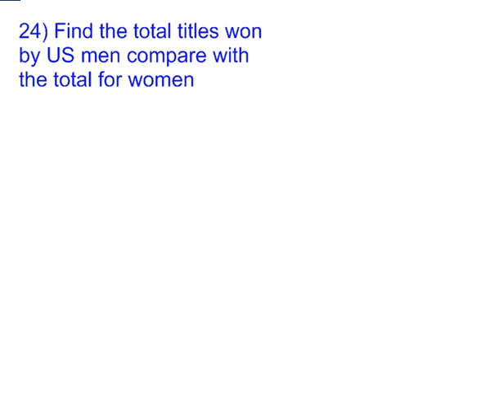All right. Problem number 24 says, find the total number of titles won by United States men and compare with the total for women. So let's go across that chart and look for men. It looks like in the Australian Open, there was about 15. In the French Open, 10. And in Wimbledon, 30. So the men had 30, 40, 55.